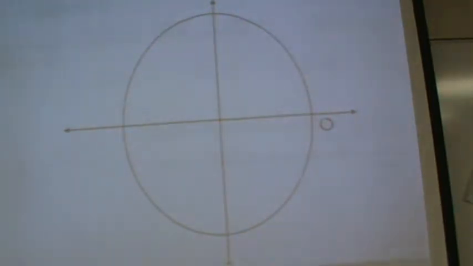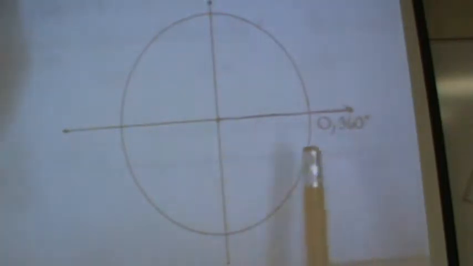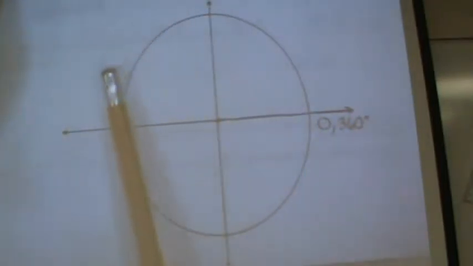So if we started here in standard position, this is the x-axis, and we rotated all the way around, you all know that this is 0 degrees or 360 from here all the way around, right? Yep. Well, what if we went halfway around the circle? 180.